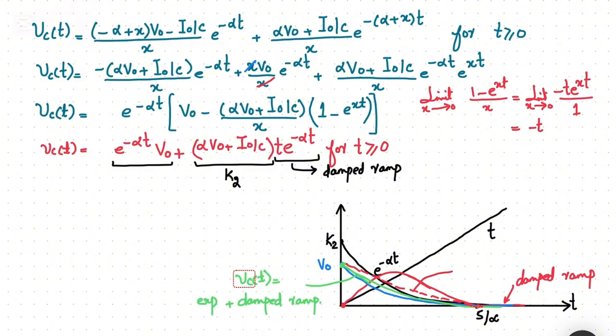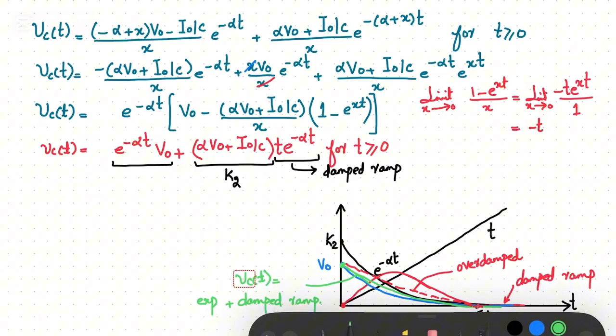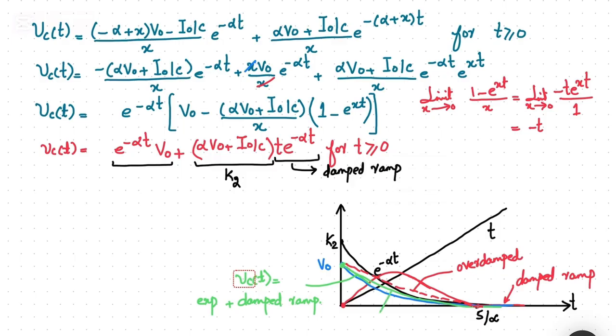This dotted response was known as overdamped response, and the response in case B, when the roots are real and equal, this response is known as critically damped response.